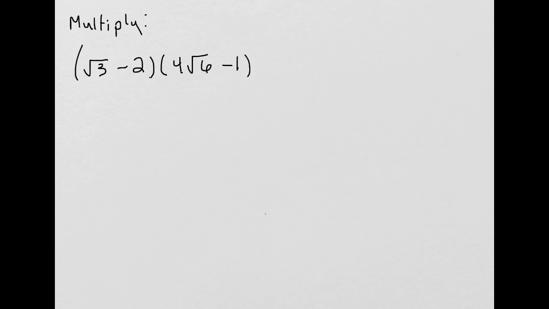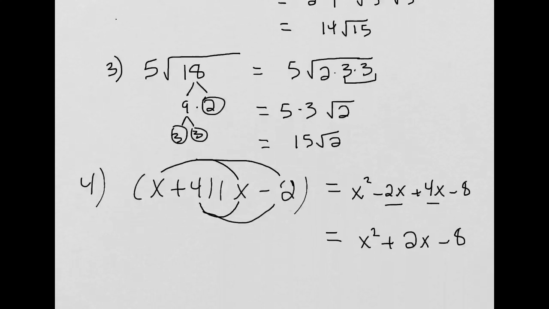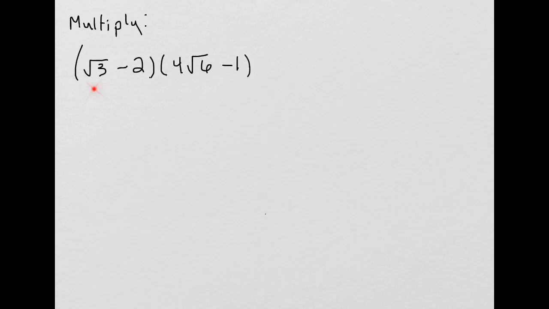So what I want you to notice about the original is that just like number 4, we're multiplying two groups together. So I'm multiplying one group of terms being subtracted by another group of terms being subtracted. So that's going to involve a lot of distributing. So here we go. When I multiply these, I'm going to start by multiplying the square root of 3 all the way through the second group.